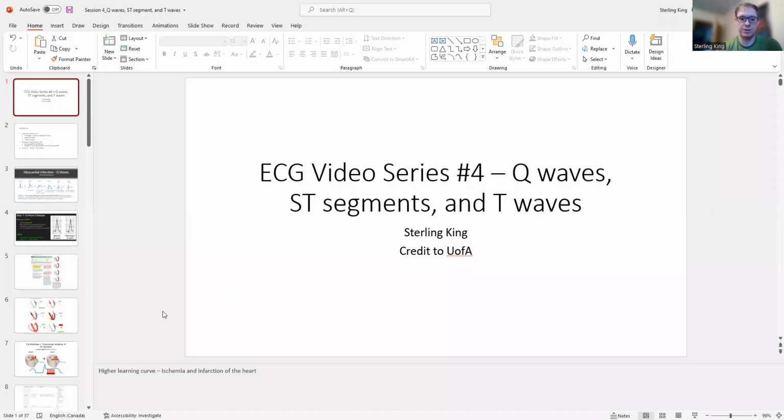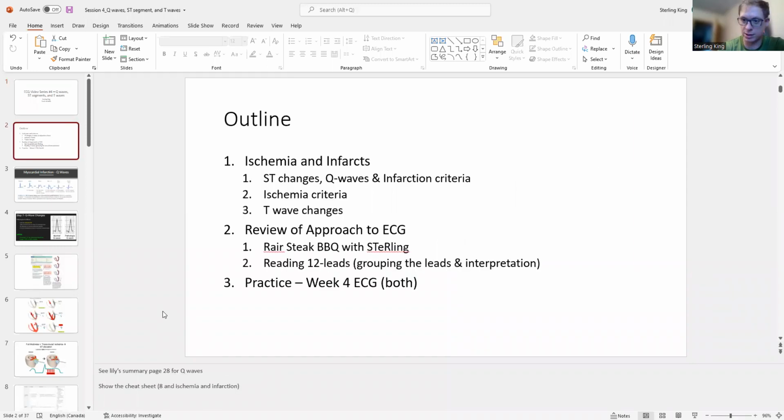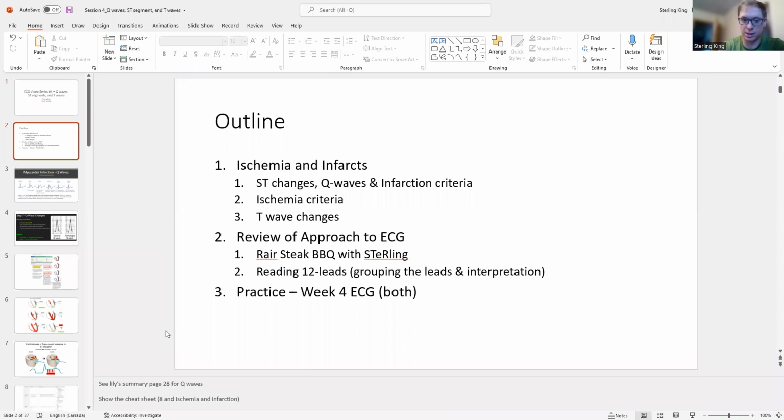Now we're going to pull up the slides with the images from Lily's Cardiology. I'm going to have my speaker notes open just for the sake of helping me keep it more accurate to the material I want to present. Okay, so Q waves, ST segments, T waves. And credits to U of A. I think it's Dr. Sonnenberg. When I was in the course, he did a great job. And so this is just giving you a different view of how to read ECGs.